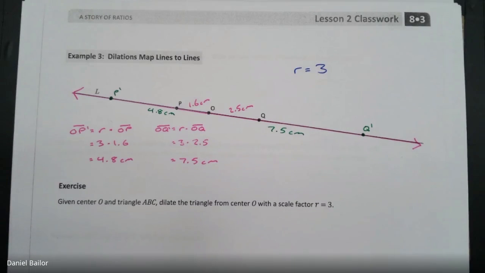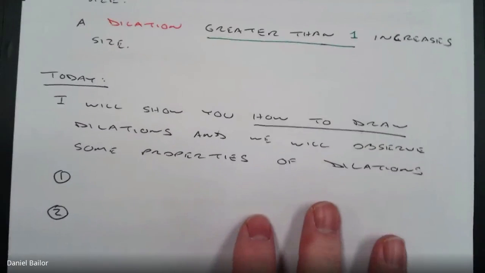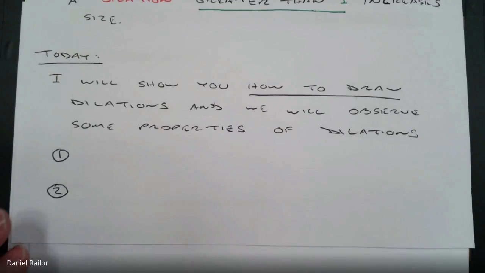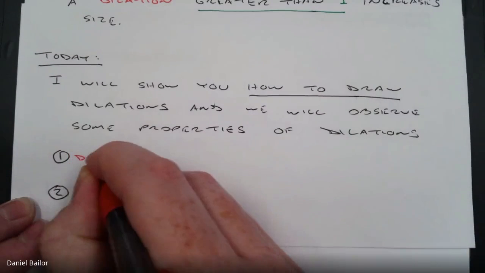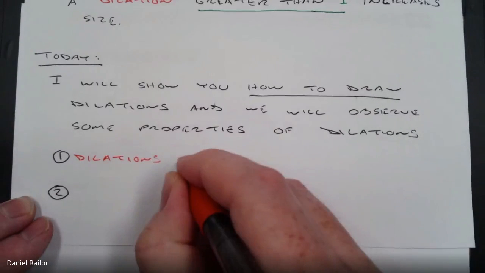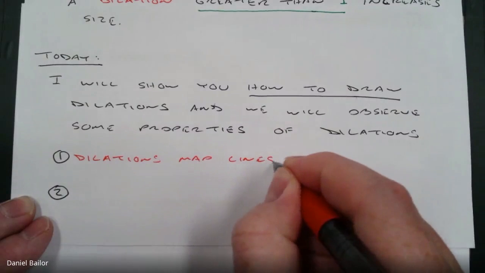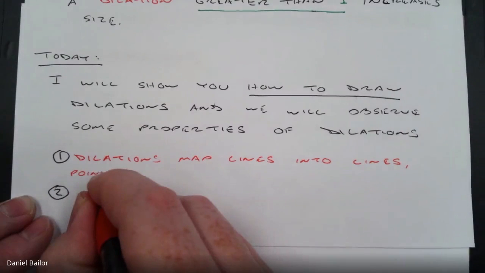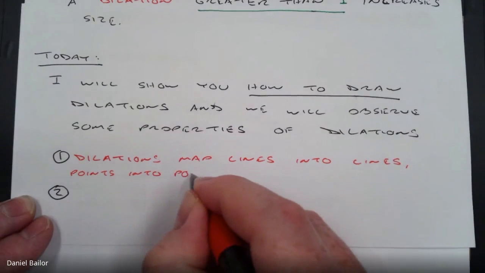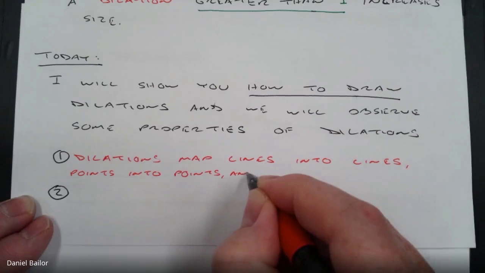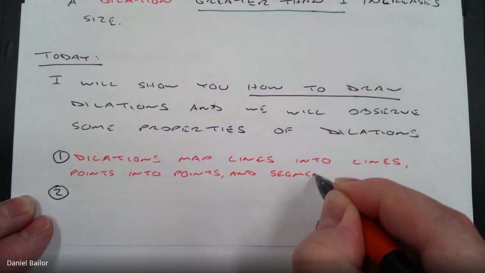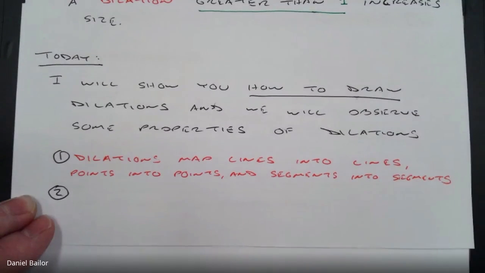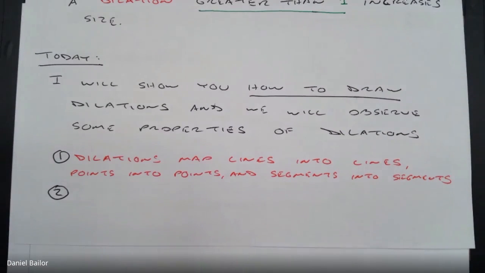So going back to our note page on the bottom of our notes, I told you we're going to talk about 2 properties today. The first one, we're going to say dilations map lines into lines, points into points, and segments into segments. In other words, the figure does not change.